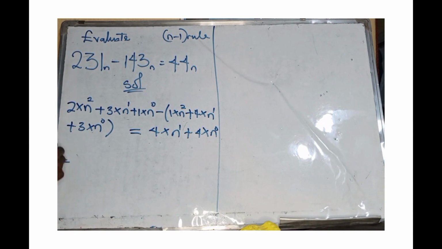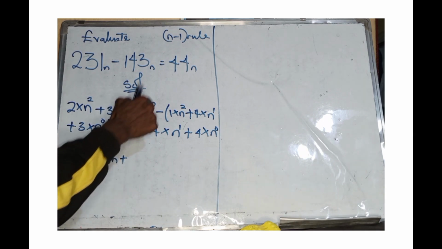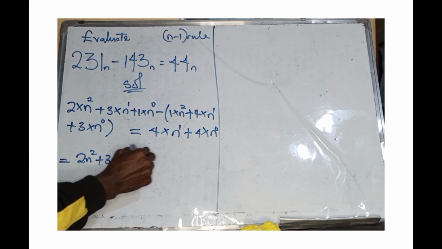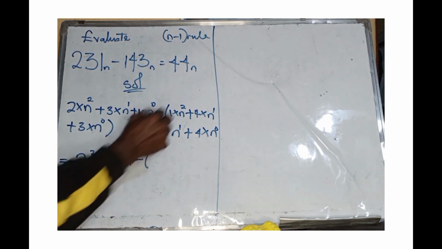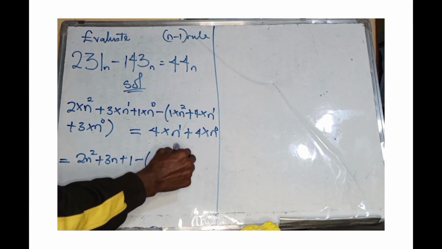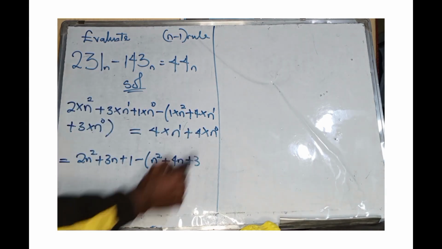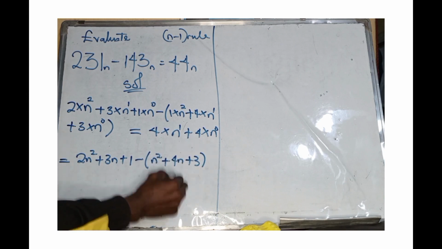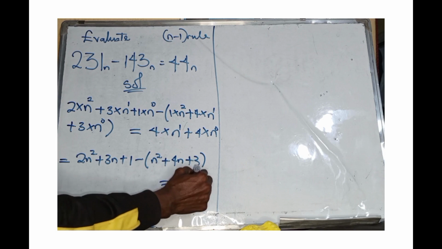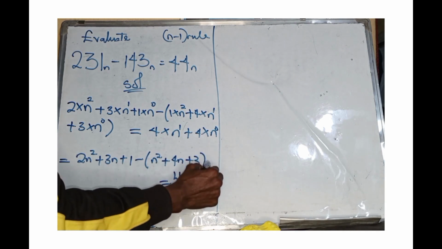Now let's simplify further. 2 times n squared, I have it to be 2n squared. Now plus 3 times n raised to the power of 1 is 3n, plus any number raised to the power of 0 is 1, so 1 times 1 is 1, minus, still in bracket, here it gives me n squared, then here it gives me plus 4 times n is 4n, then plus n power 0 is 1 times 3, which is 3. Then it is now equal to, here it gives me 4 power n, plus this is 4, yes, 0 times 4, which is 4.